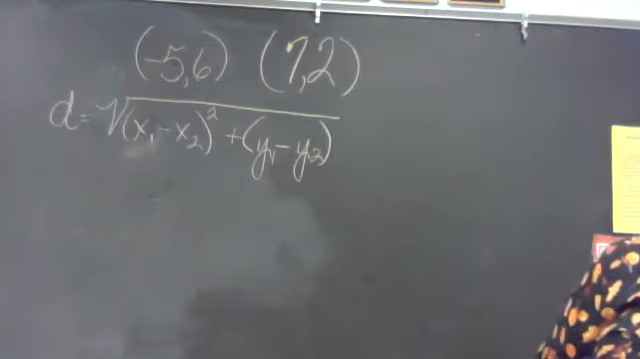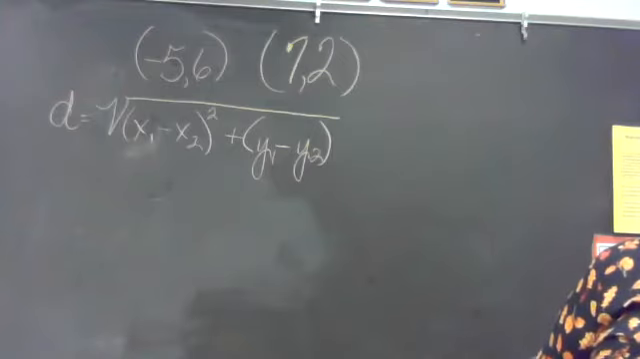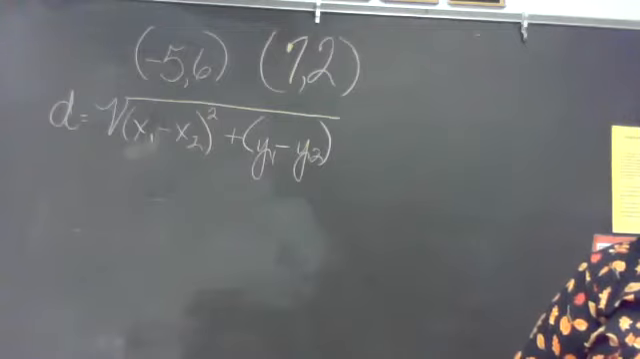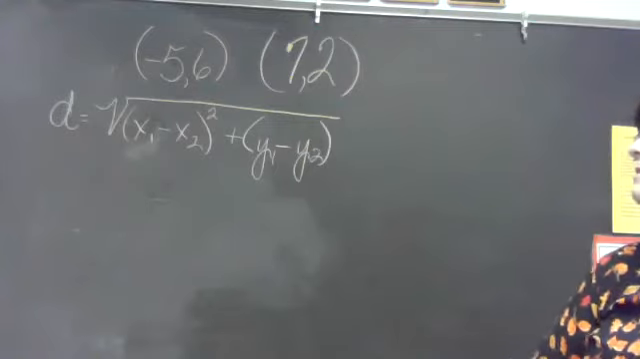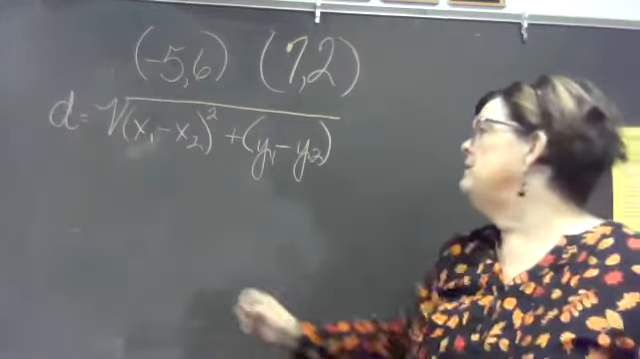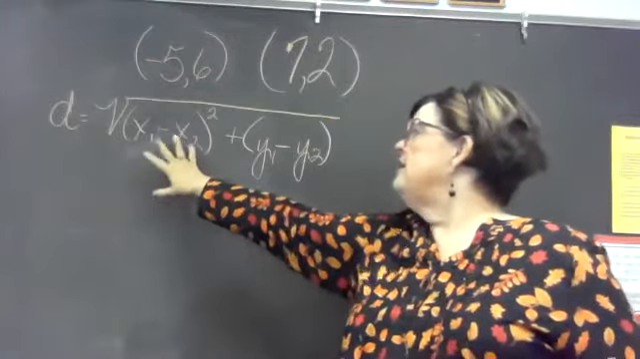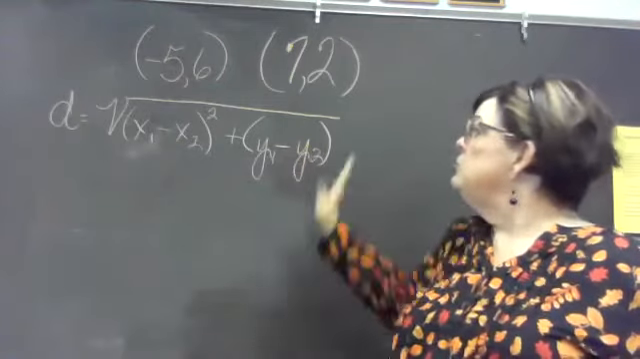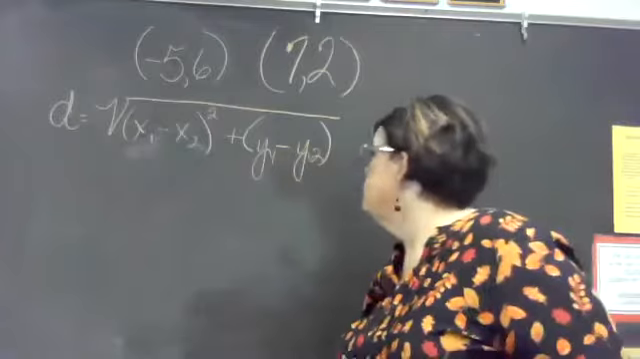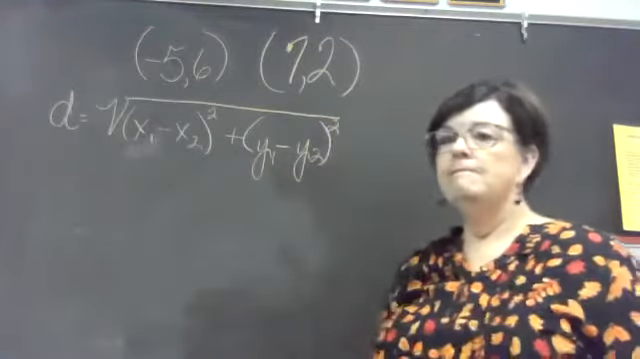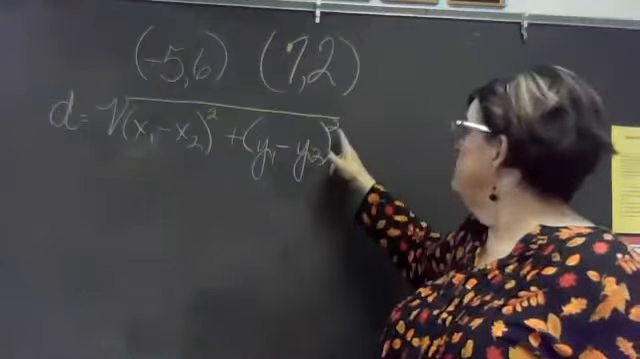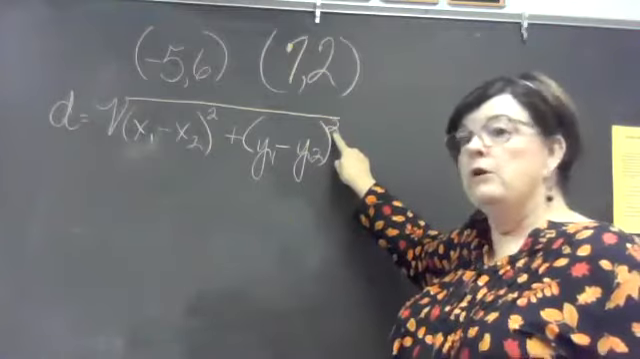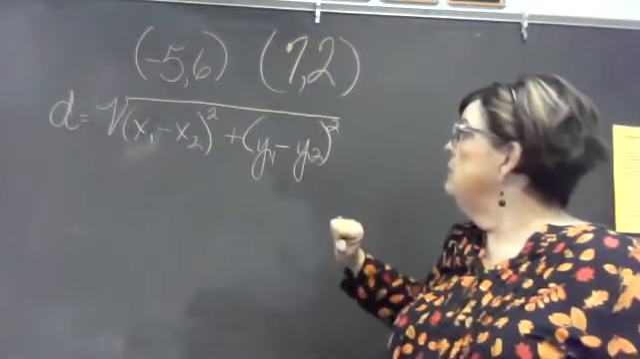It is x1 minus x2 squared plus y1 minus y2. Now you might see this, if you look it up somewhere, as x2 minus x1. That's okay as long as the pattern is followed, and you make it y2 minus y1. It will work the same way. I forgot my squared: there's a squared on both parentheses.